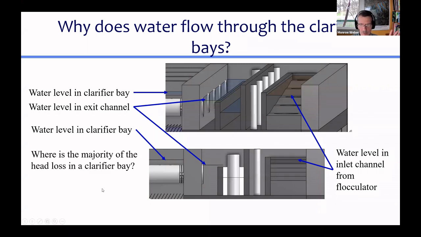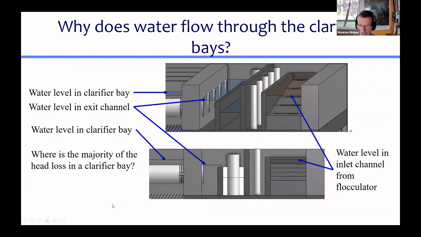So here's my question. Where is the majority of the head loss in the clarifier bay? And this is like a mystery, and I'll guide you through it because it's not trivial. So we have these clues here that are telling us what's going on.